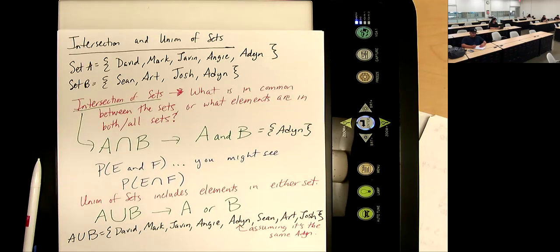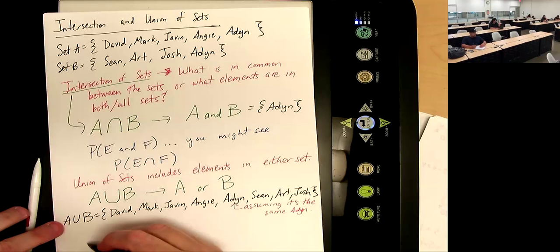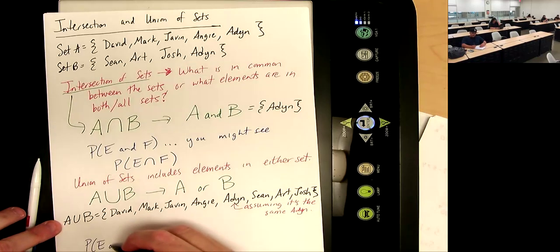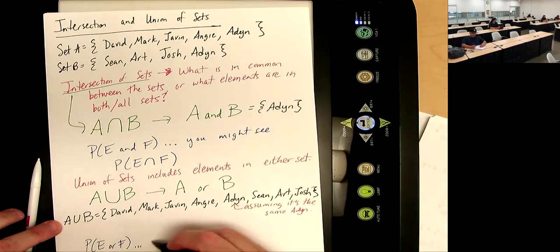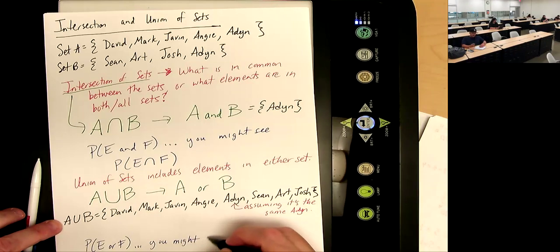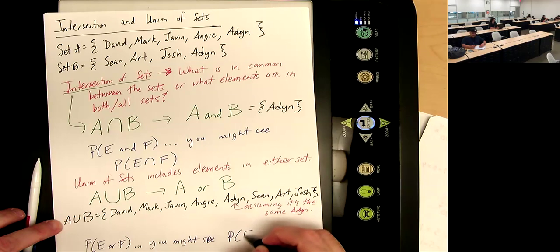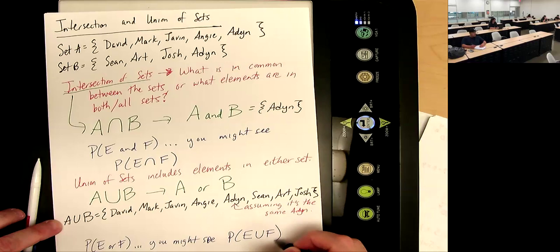And where we might see this, we've talked about probability of E or F. You might see probability of E union F. But they mean the same thing.